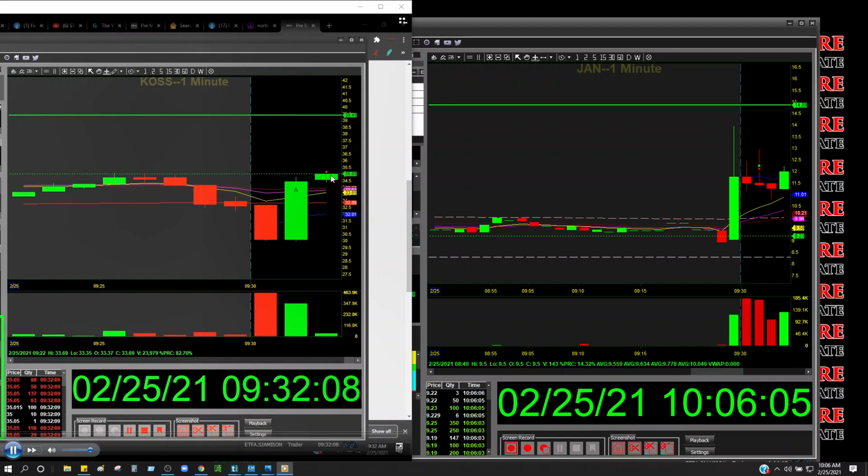So I could see that it's having some issues right there going up. So I sold, and that was it. Those were the two trades. I mean, is this simple enough? It's not even complicated.